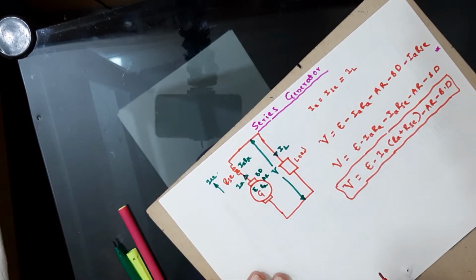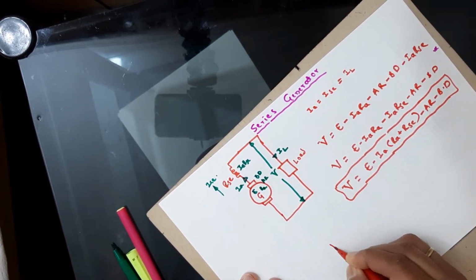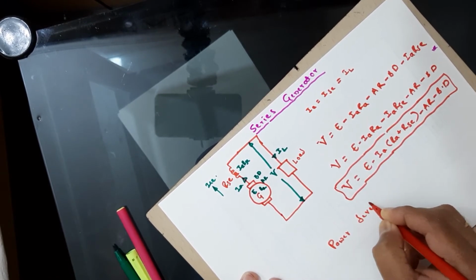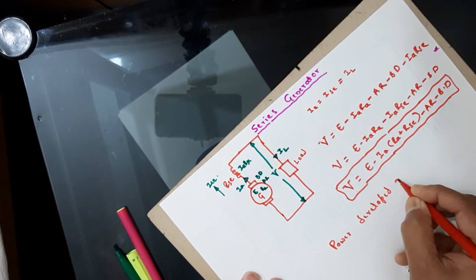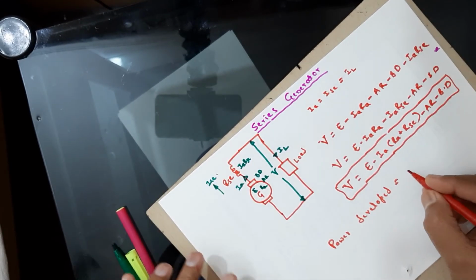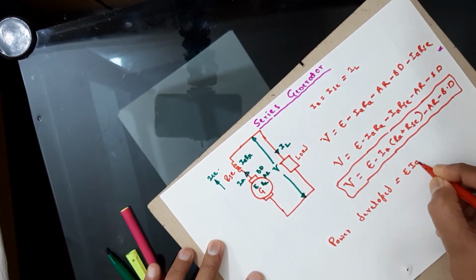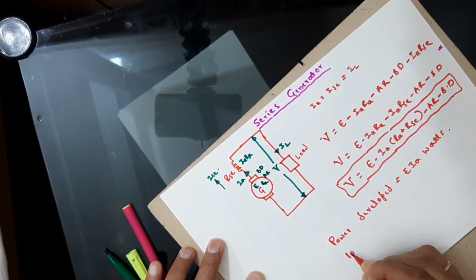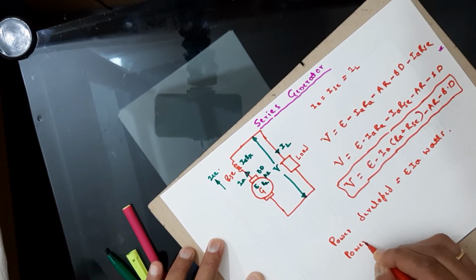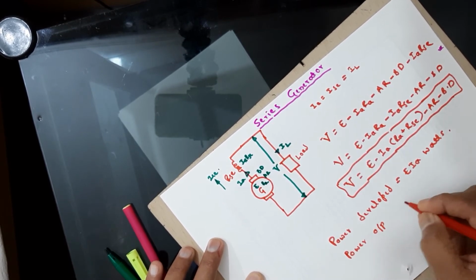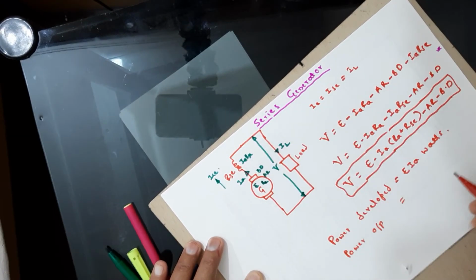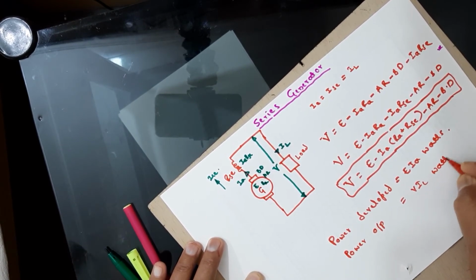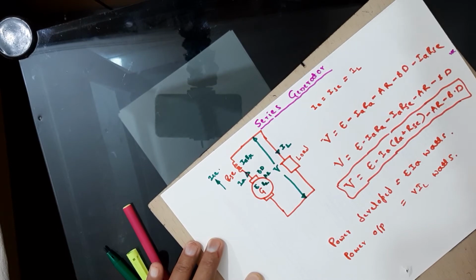Then at the same time, once again, the power developed is equal to E into IA watts. Same, E into IA watts. Whereas power output or power delivered is V into IL watts. This is for series generator.